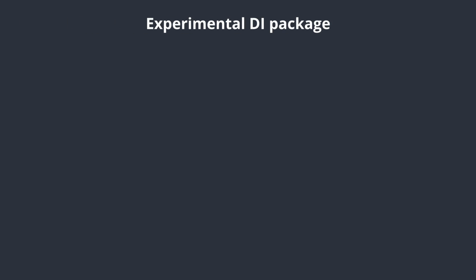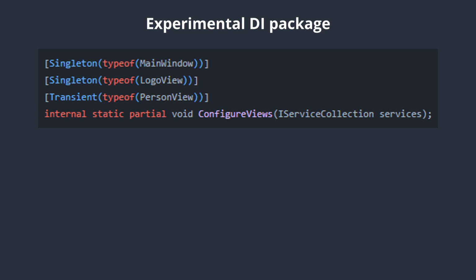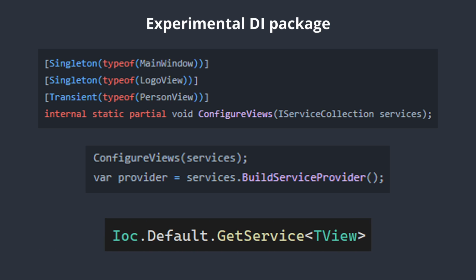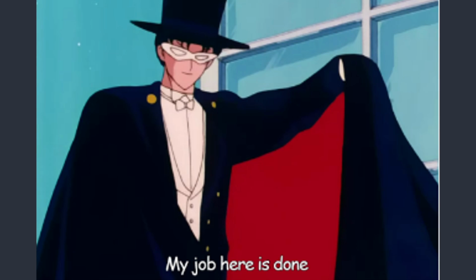So basically you have to register all the interfaces and related implementations using a method attribute, which can be singleton or transient. You then call the previous method and then feed the service provider to the DI container provided by the CommunityToolkit MVVM package. Then always use the MVVM DI container to fetch the required service or view in this way. That's it. Now that I've found a definitive DI implementation for Avalonia, I can leave.